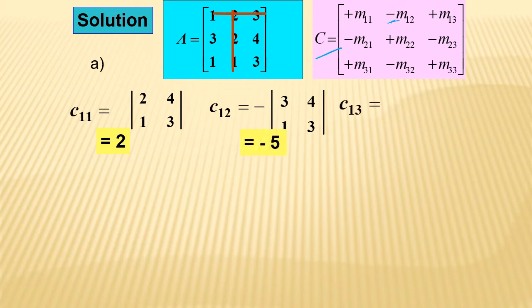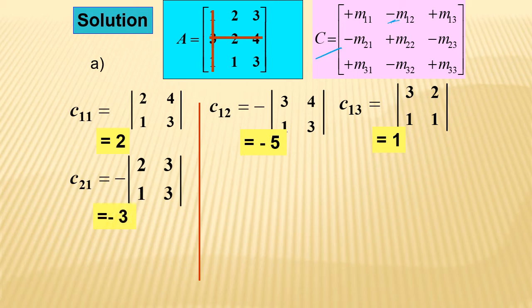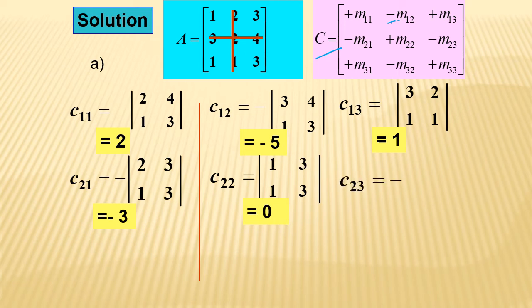So we continue for C13. We get 3, 2, 1, 1. So what is the cofactor? It will be 1. And then for C21, it will be negative of 2, 3, 1, 3. What is the answer? It will be 6 minus 3, so negative 3. For C22, it's positive of 1, 3, 1, 3. What is the result? It will be 0.